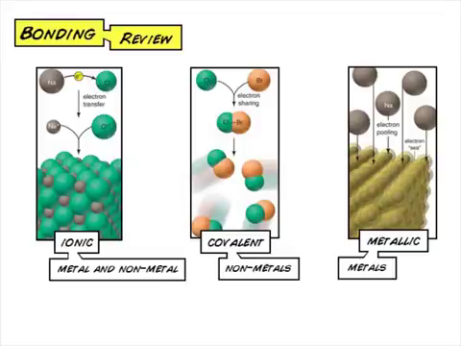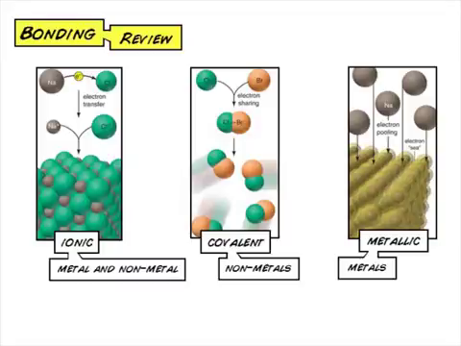Ionic bonding occurs between a metal and a nonmetal, in which the metal transfers electrons to the nonmetal to produce a positive metal cation and a negative nonmetal anion. These ions of opposite charge are attracted to each other to form a crystal structure consisting of alternating positive and negative ions.